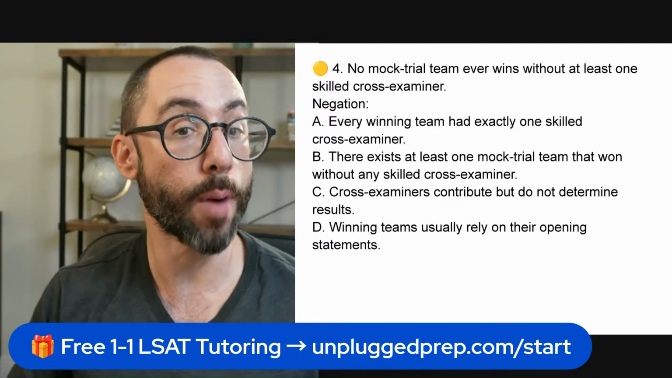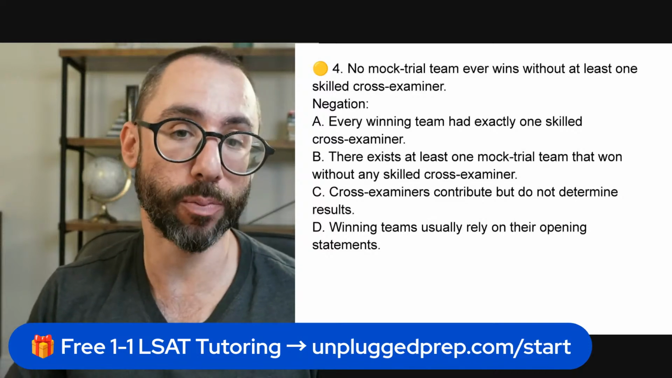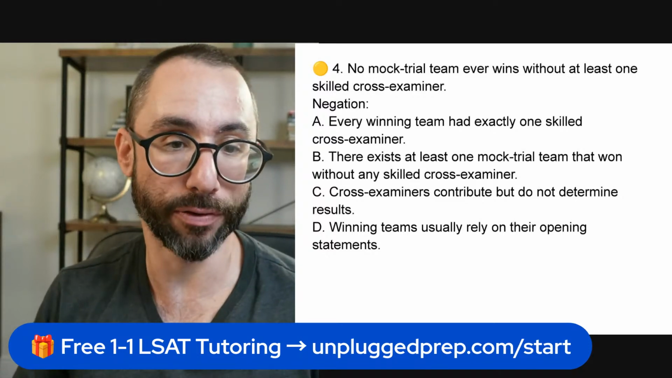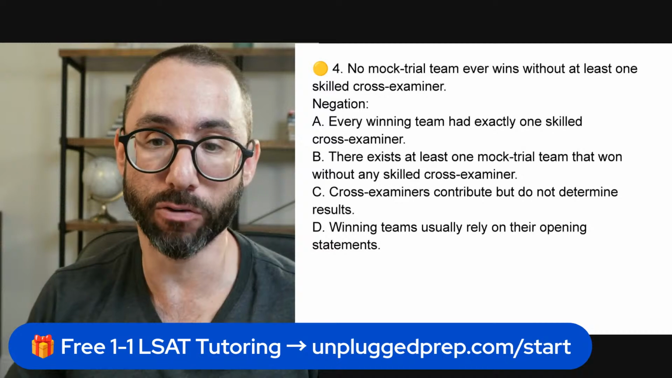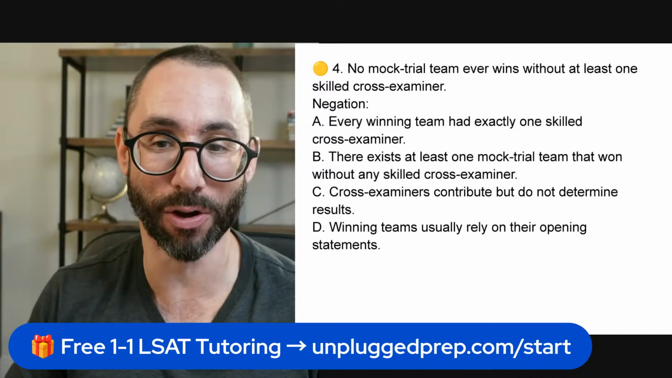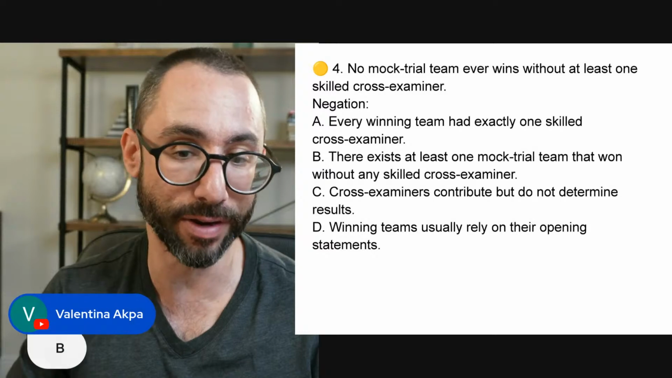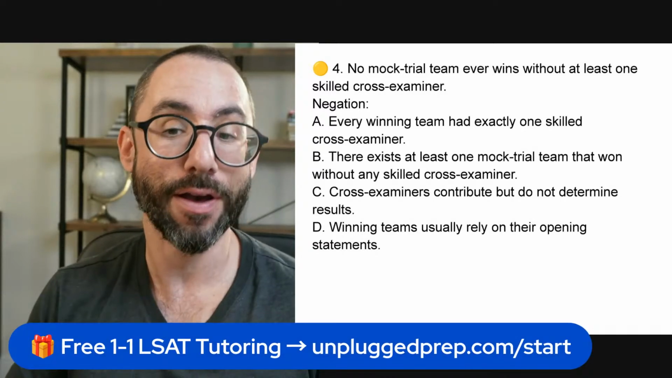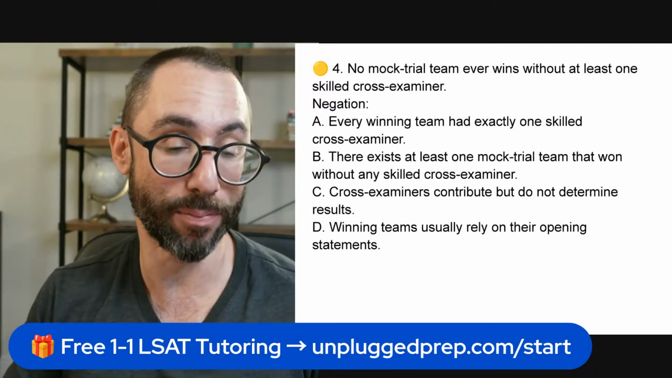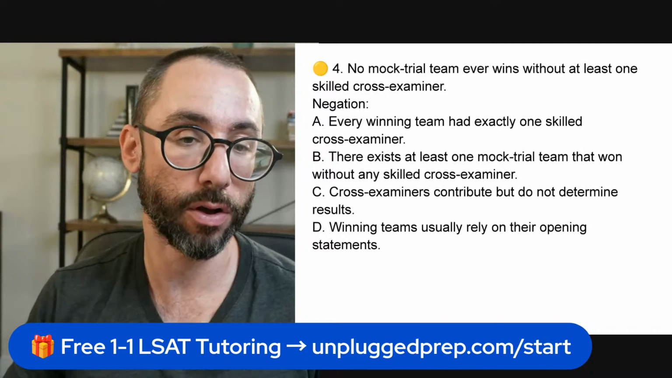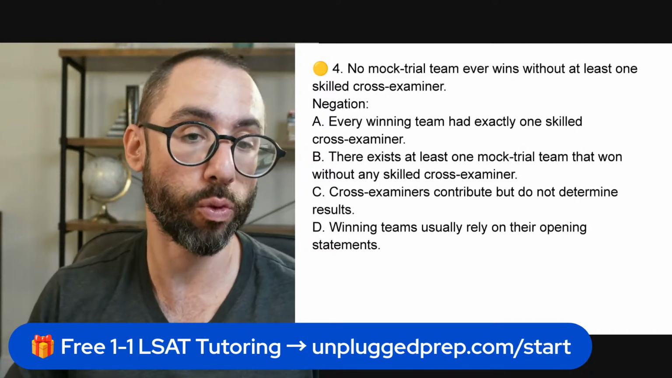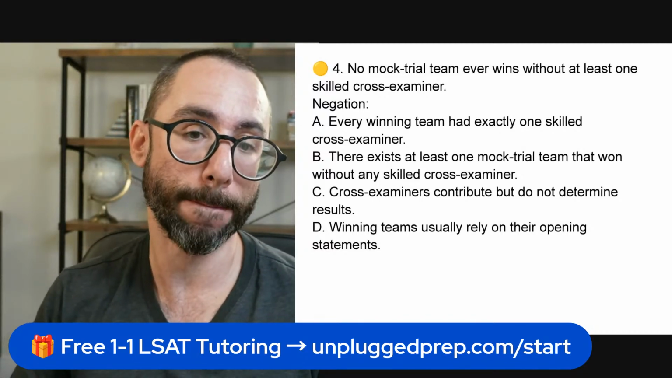Original says no mock trial team. Negation would be at least one mock trial team, or there exists at least one mock trial team. Folks are dropping in the chat, all saying B. We got Luke, Passion, Mariam, Anne, Edward, Valentina, all saying B. Fantastic. The answer is, in fact, B as in Bravo. Well done. So again, the opposite of no would be at least one or some, and B says at least one.